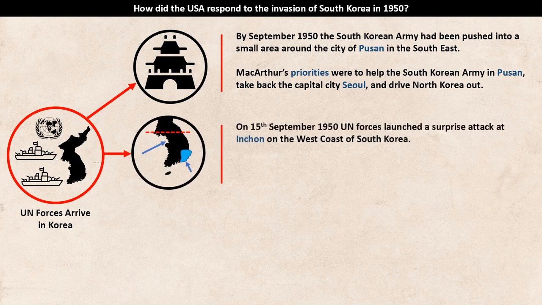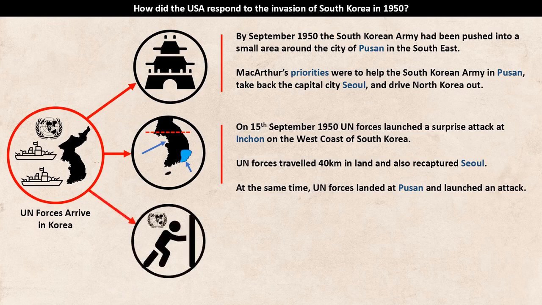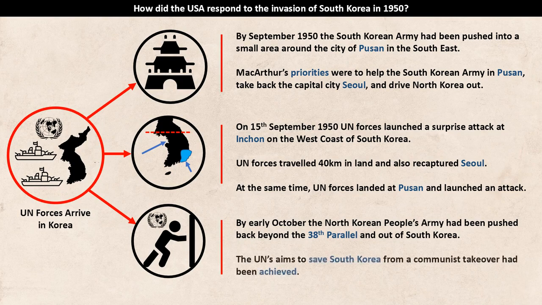So there are two attacks that took place simultaneously. On the 15th of September 1950, United Nations forces launched a surprise attack at a place called Incheon on the west coast of South Korea. And you can see that represented with the left-hand arrow in the icon. UN forces then travel 40 kilometers inland, and they also recapture the South Korean capital of Seoul. At the same time, UN forces also land at Busan in the southeast of the country and also launch an attack. And what we see here then is a period where the UN forces are pushing the North Korean army back towards the border and the 38th parallel. By early October, the North Korean People's Army had been pushed back beyond the 38th parallel and out of South Korea.